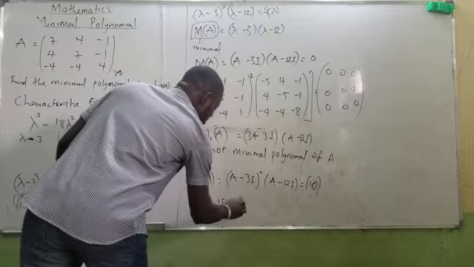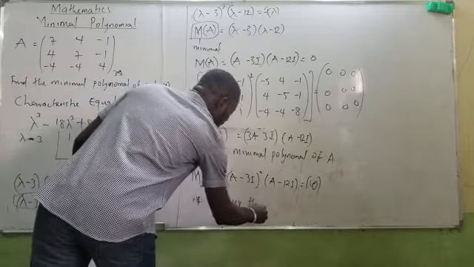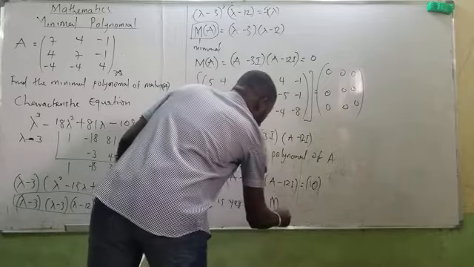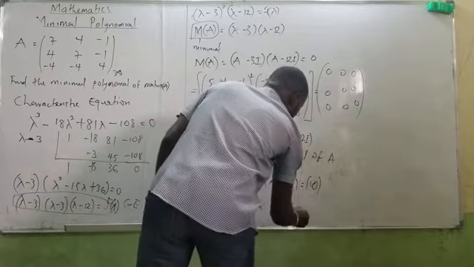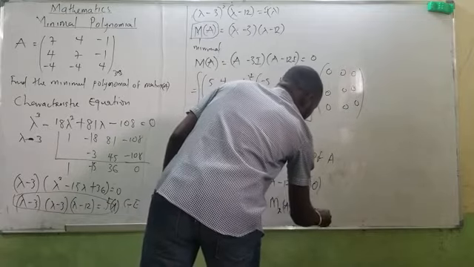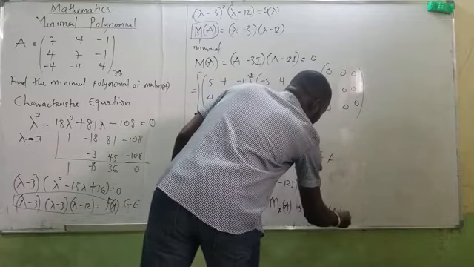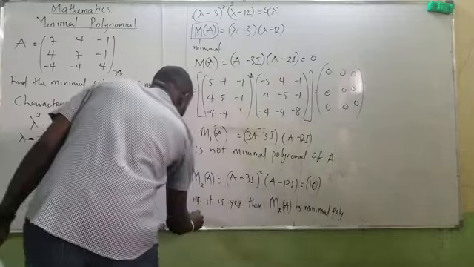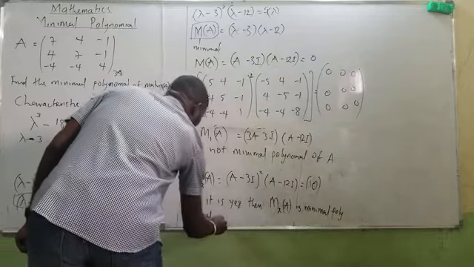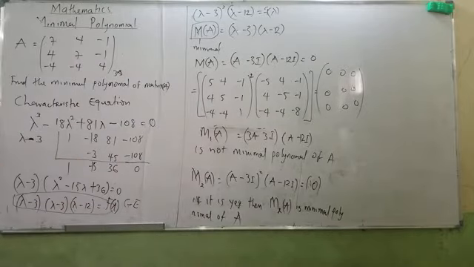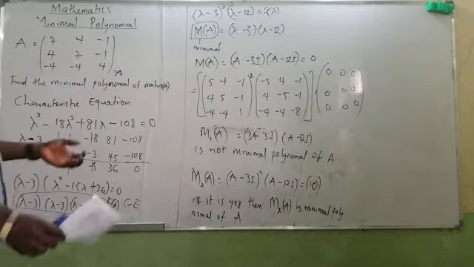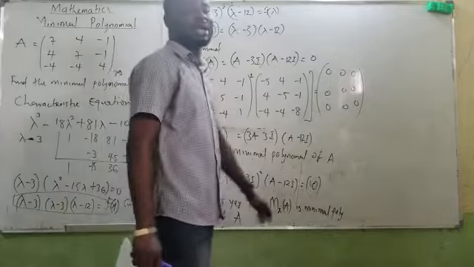If it is yes, then M2 of A is the minimal polynomial of A. If it is no, then I think I'll be stopping here due to time and other factors.